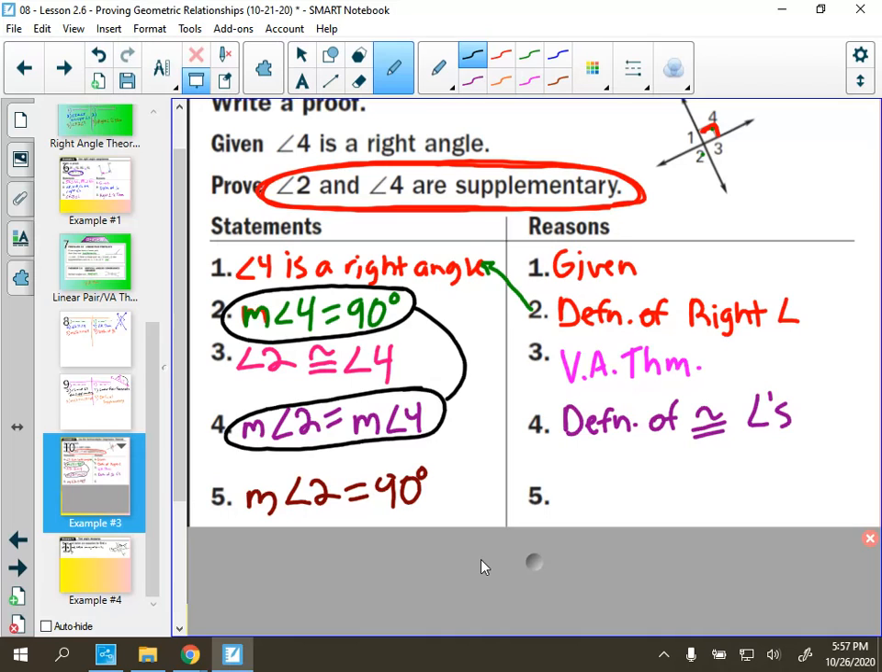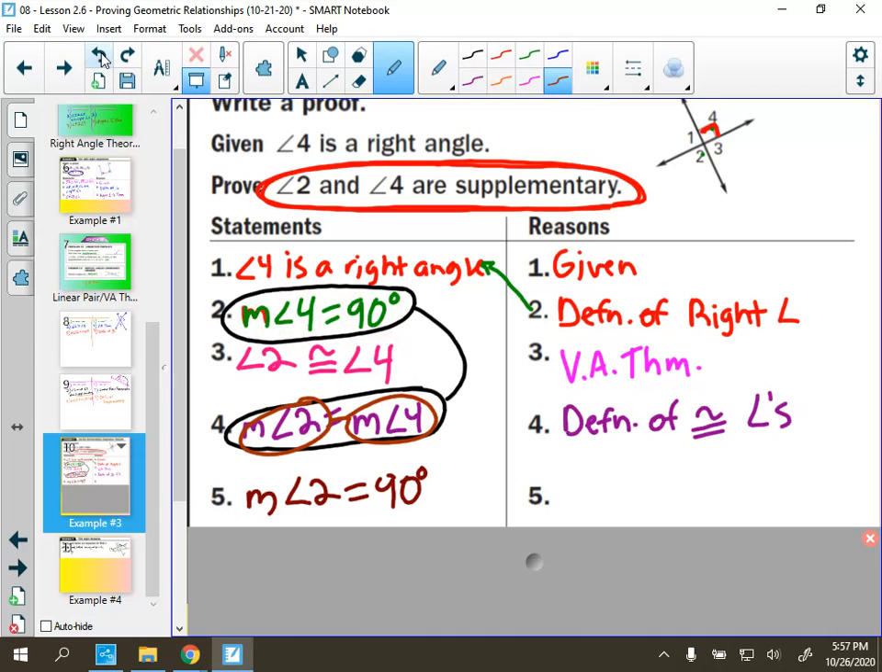There are 2 ways you could justify this. Some people see this as the transitive property, which is how I see it. The measure of angle 2 is equal to the measure of angle 4. That same measure of angle 4 is equal to 90. So we could cut out angle 4, cut out the middleman, the overlap, and just say the measure of angle 2 equals 90. So that would be the transitive property of equality.